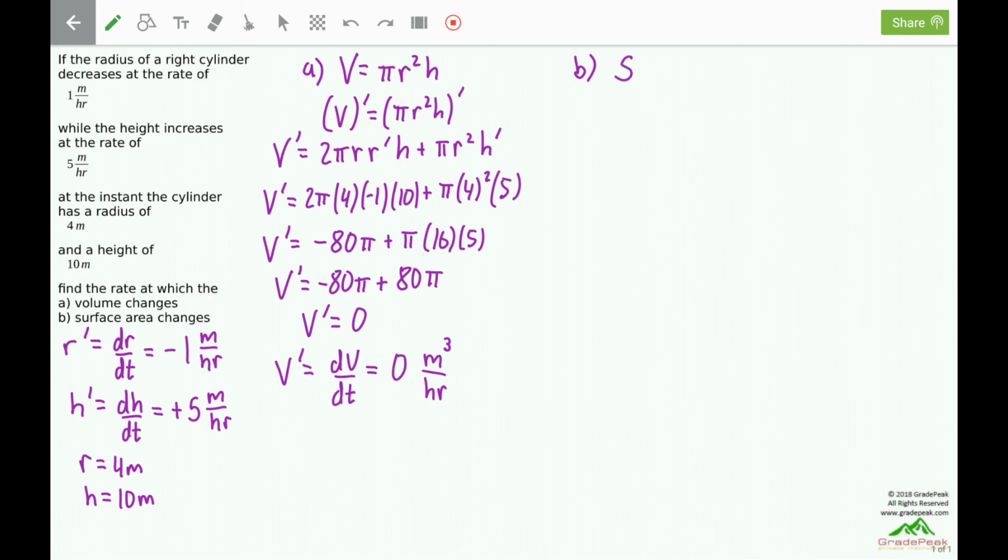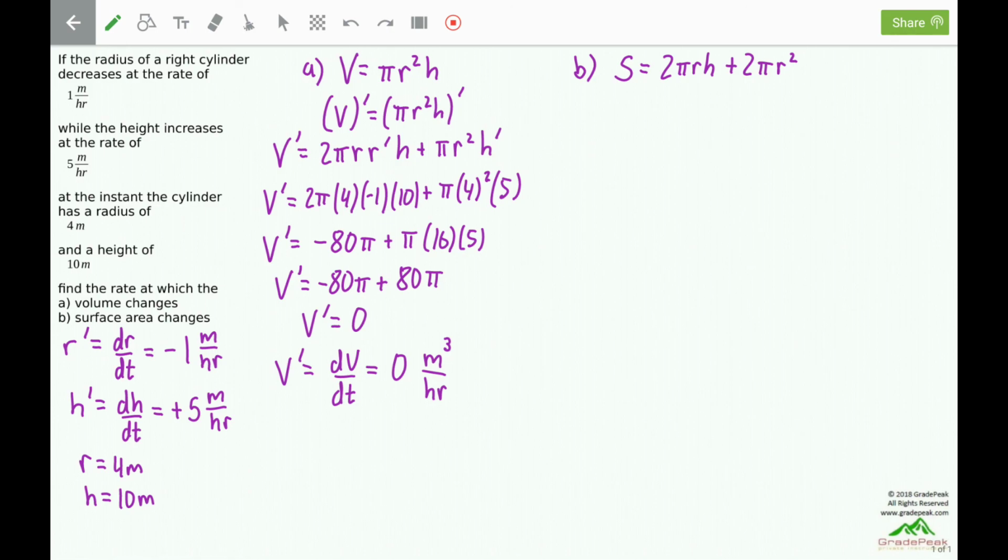The surface area of a cylinder is made up of its curved side wall, which has dimensions of circumference, 2 pi r, times height, h, and then it has the two end caps, the two circles capping off the top and bottom. Each of those has an area of pi r squared. There are 2 of them, giving us 2 pi r squared. There's our related variables equation.